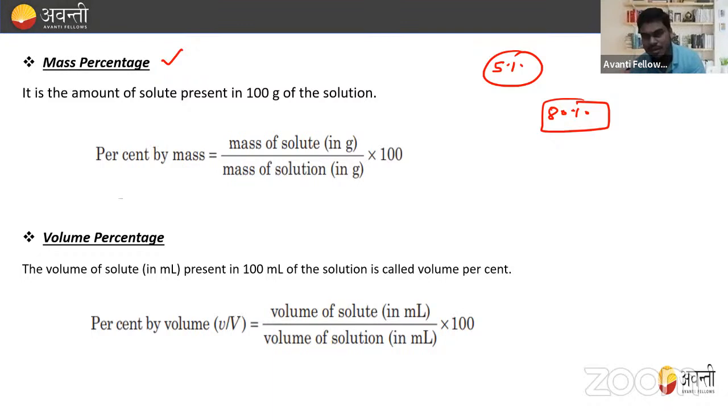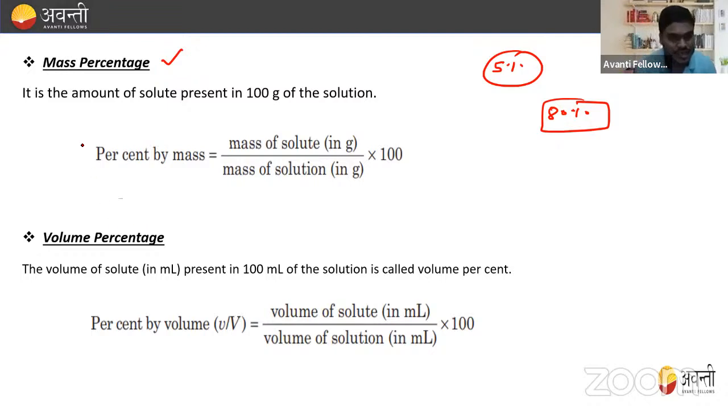Clear है सबको ये? What is mass percentage? कैसे mass percentage हम लोग निकालेंगे? मास परसेंटेज का मतलब ही क्या हुआ बेटा कि टोटल 100 ग्राम के सॉल्यूशन में अगर मेरे को बोला 5% है तो बोलेंगे 5 ग्राम प्रेजेंट है आउट ऑफ 100 ग्राम. 80% है मतलब 80 ग्राम प्रेजेंट है आउट ऑफ 100 ग्राम. So this is how we can find the mass percentage.